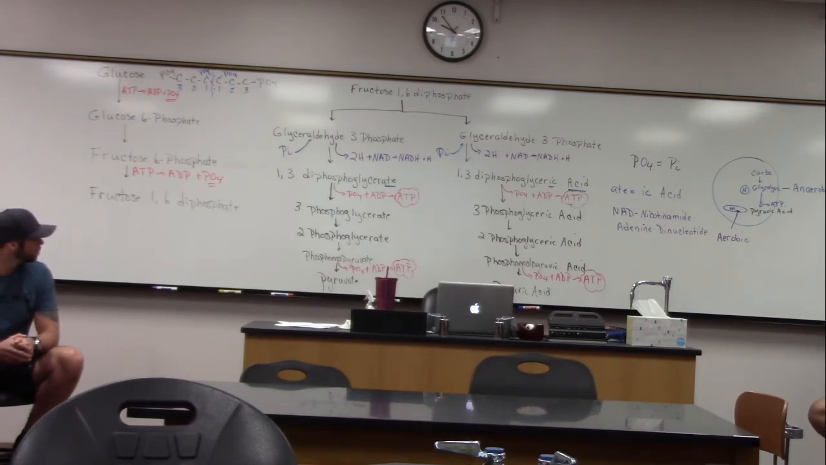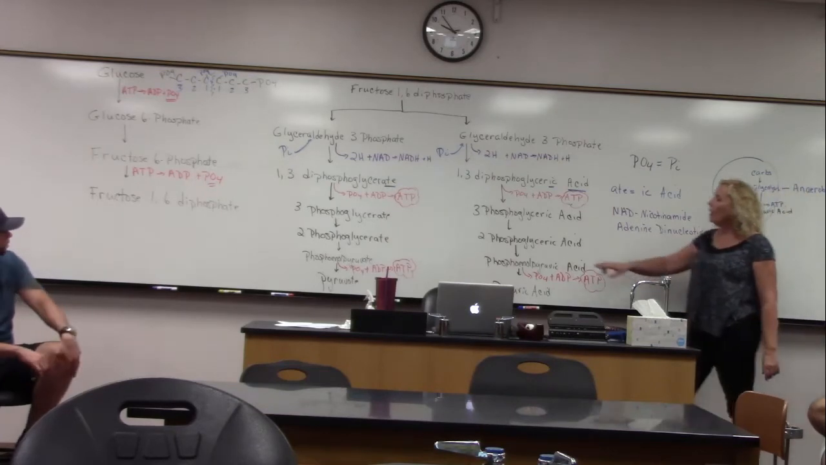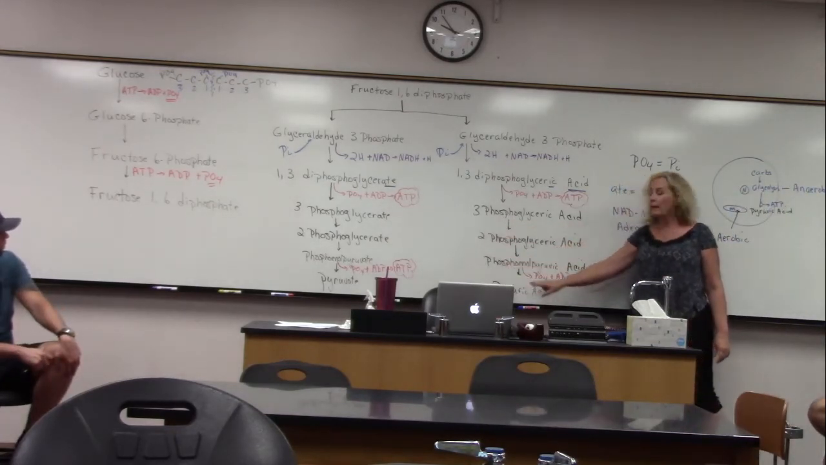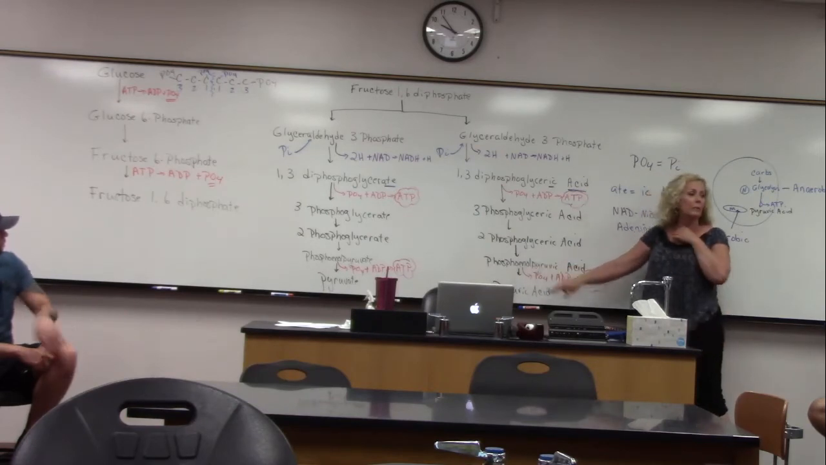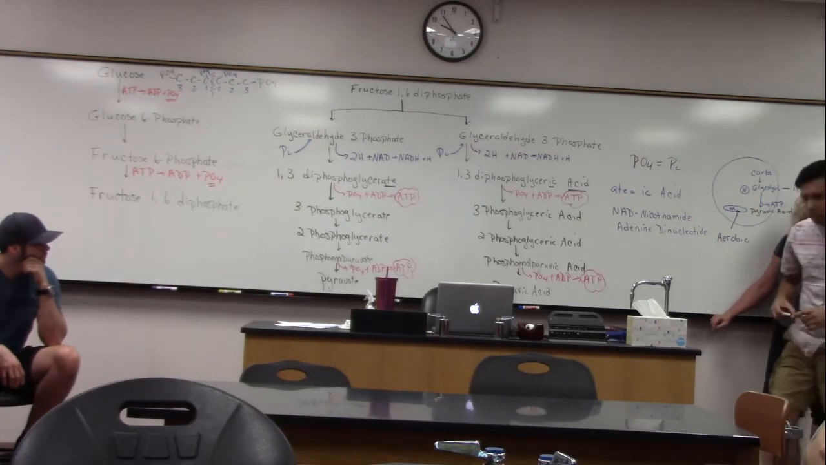Questions so far? Yeah. What happens from the 3-phosphoglycerate to the 2-phosphoglycerate? All we're doing is moving the phosphate from carbon 3 to 2, and then this one, the phosphate's moved to 1, and there's a little bit of change in the molecular structure. And the phosphate just moved over. Mm-hmm. Okay.